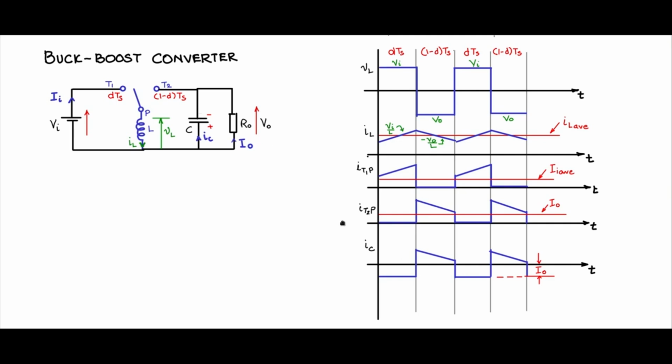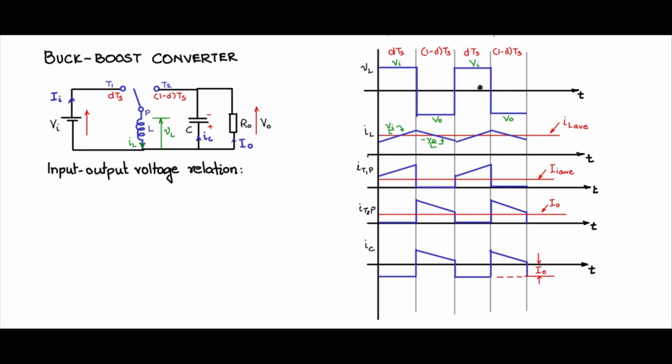So these are the various waveforms, the various voltages and currents that you will see in the buck boost converter. Let us now find the input output voltage relationship and the input output current relationship for the buck boost converter. So first, the input output voltage relation.